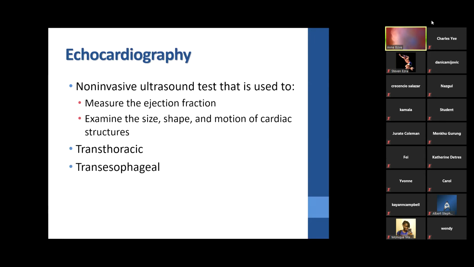An echocardiography is ultrasound, and it measures, as I mentioned earlier, your ejection fraction. It can assess the size, shape, and motion of heart structures. It can be done on top of your chest, which is transthoracic, or transesophageal. Obviously, you're looking at it closer. Transesophageal is they put a probe down your esophagus and it's closer to the heart, so you get a better picture.